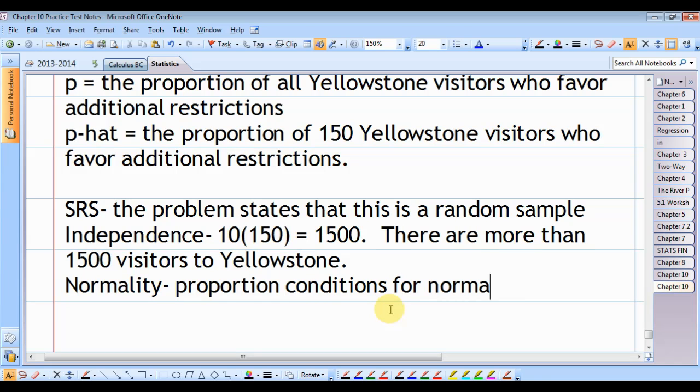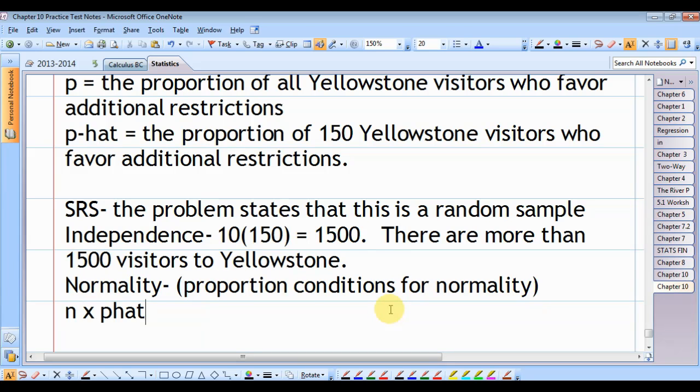Normality. So, n times p hat. That's equal to 89, right? Which is greater than 10.